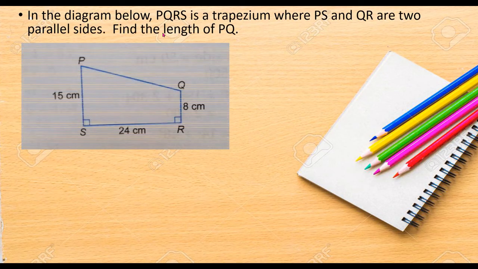Okay, so now we look at the questions. In the below diagram, PQRS is a trapezium where PS and QR are two parallel sides. Find the length of PQ. So here they give you the trapezium. So what do we do to find PQ? What is the relation with the Pythagoras theorem?